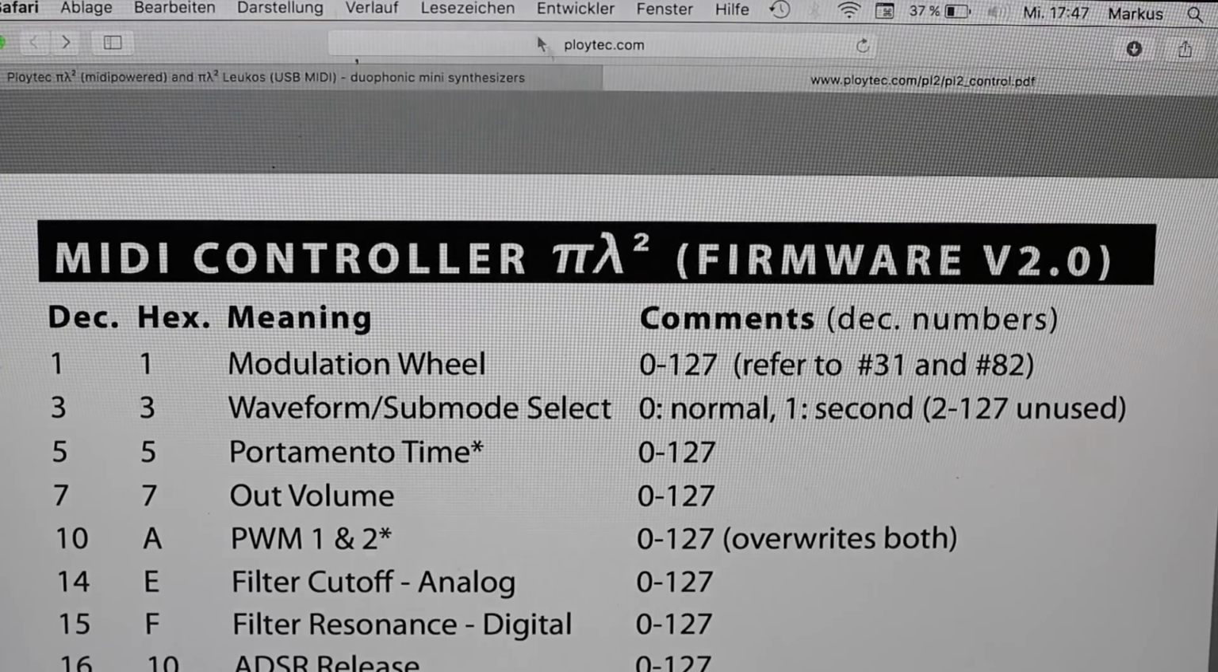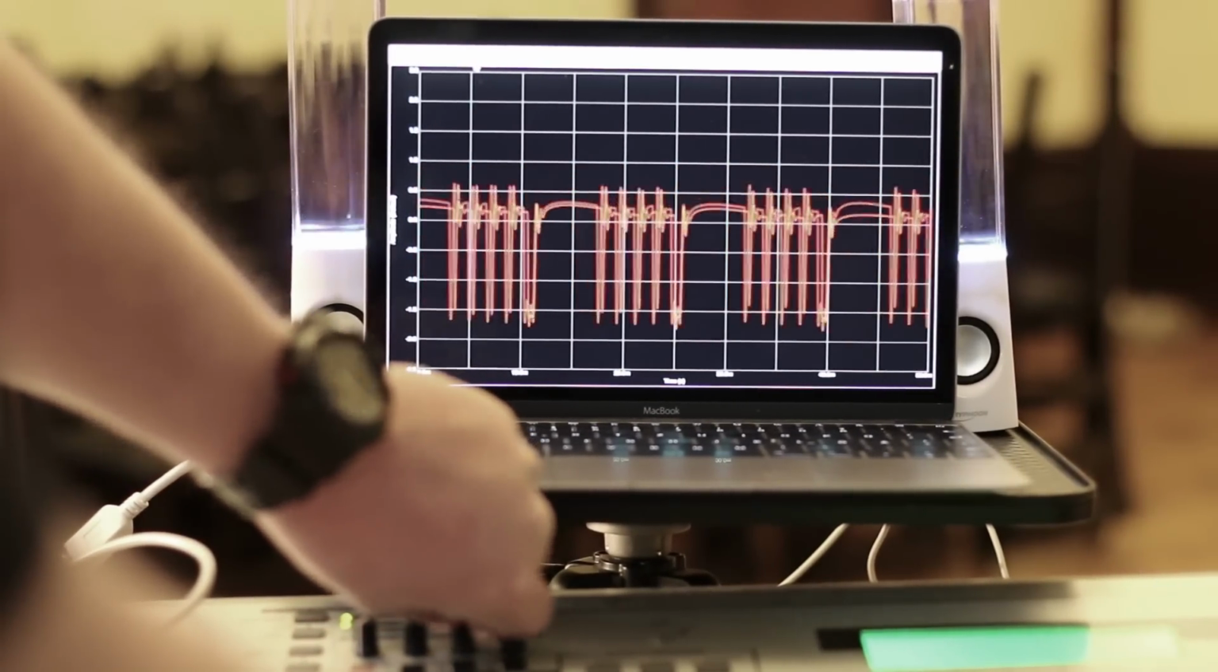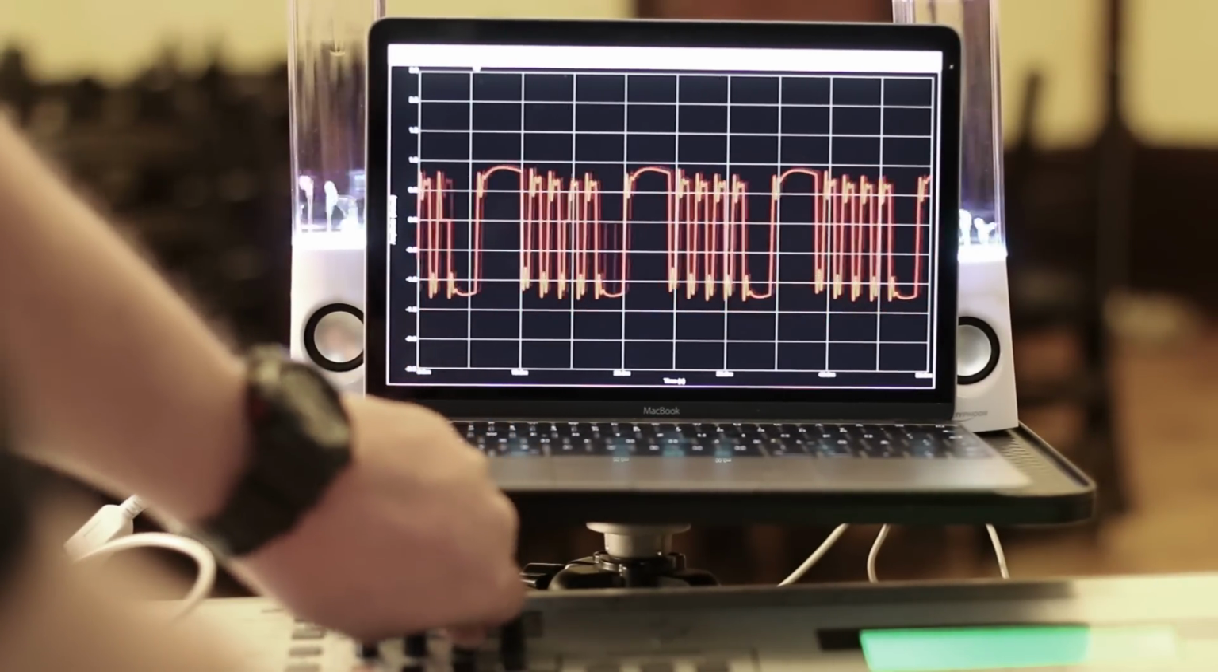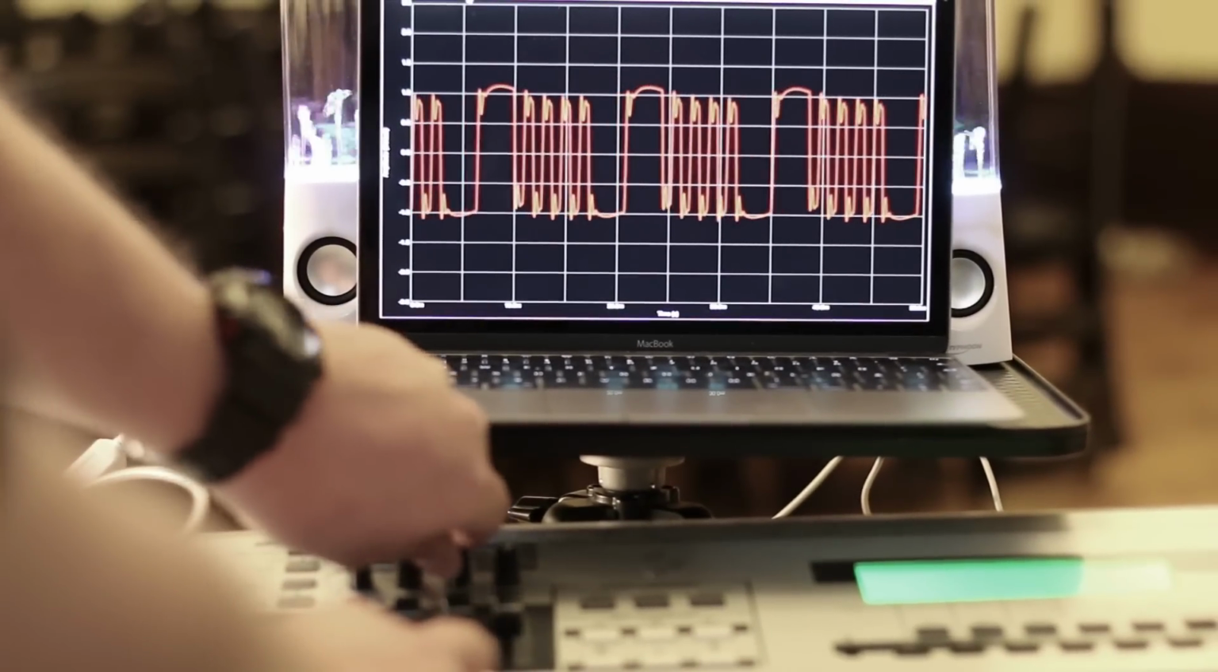Waveform 5 and 6 came with firmware version 2. Those add frequencies above the octave. When I use the pulse width 1 and 2 controller, I modulate both at the same time.